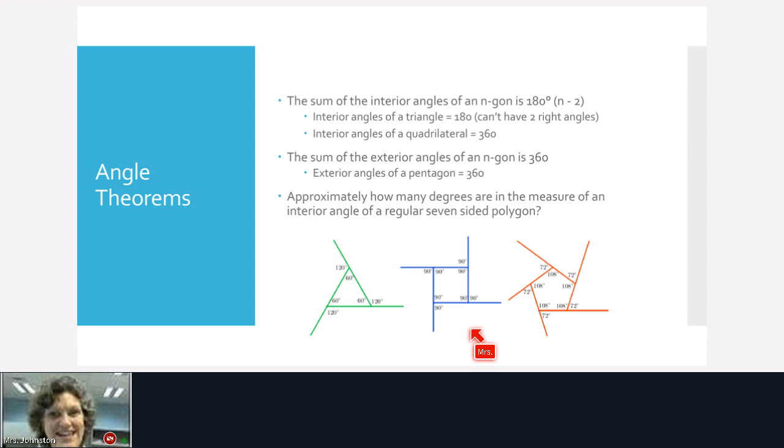Now, we also talked about exterior angles. Exterior angles are made by extending one leg or one side of a polygon and looking at the angle that it creates with the next side.